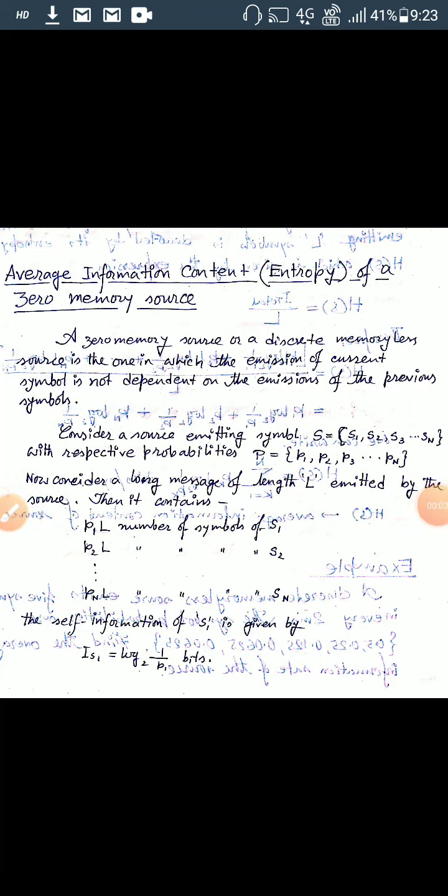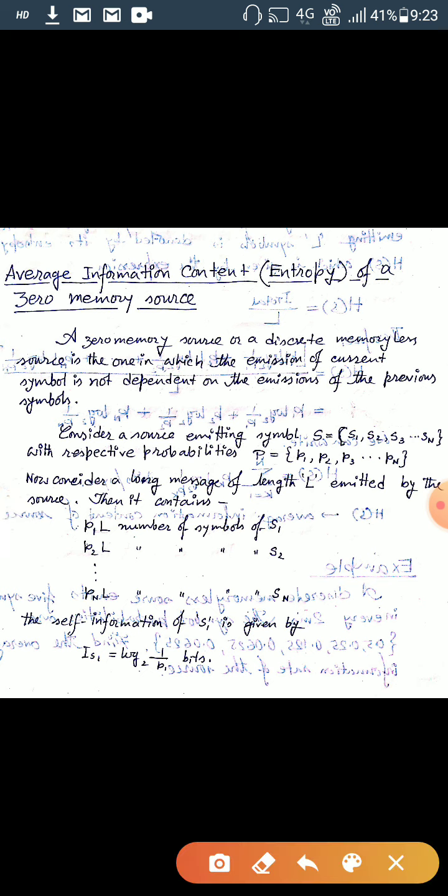Today we meet together for continuing our topic for the information theory, and the topic today is average information content, also named as entropy for a zero memory source.